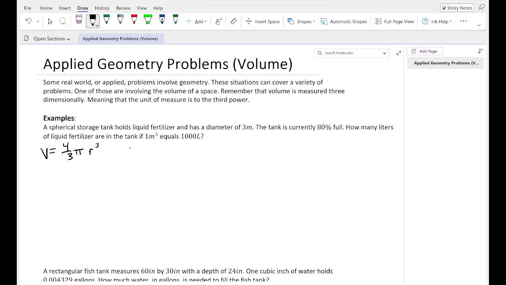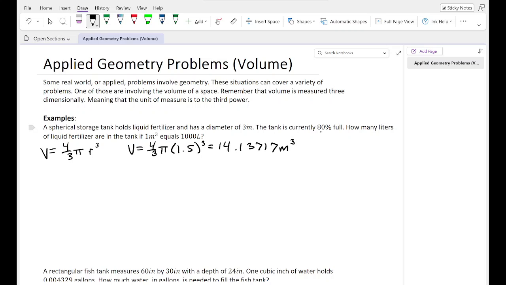So our volume is going to be 4/3 pi times 1.5, because it's half of 3, cubed. You work that out, and you're going to end up with 14.13717 cubic meters. I'm going a little bit further in my approximation. I'm going 5 deep just because I'm going to be dealing with some numbers I don't want to have any rounding error. So I go a little bit further than usual.